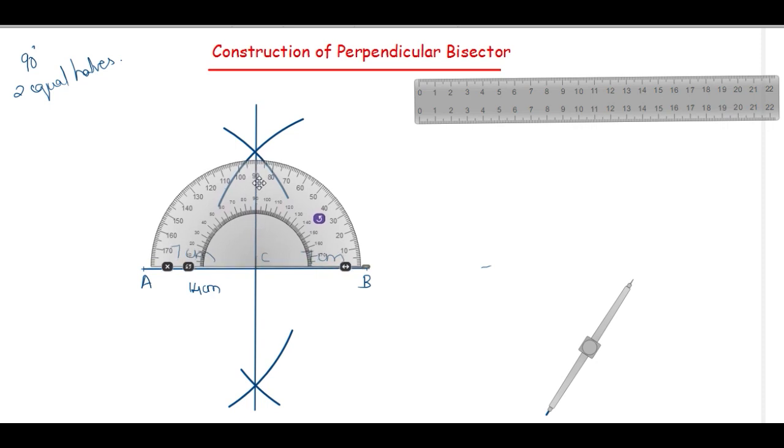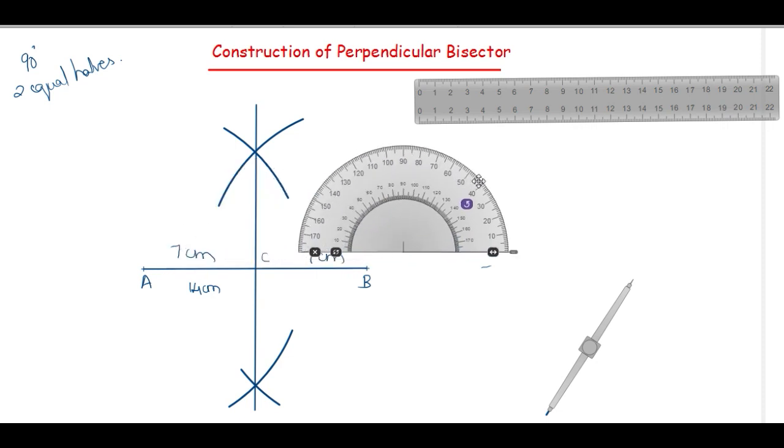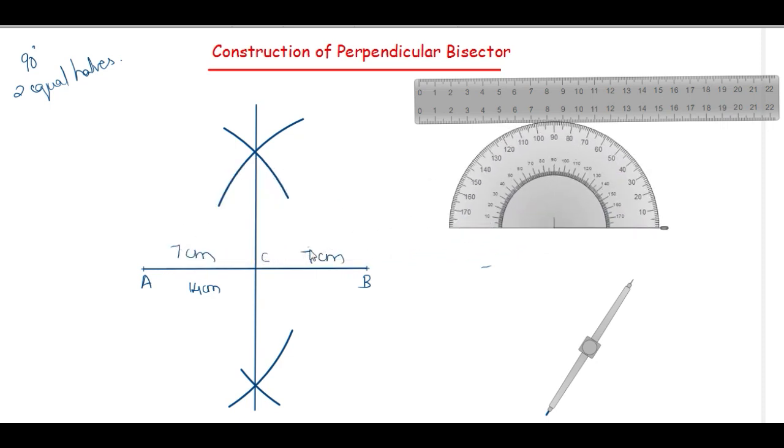Now as you can see, the angle over here is 90 degrees. It means the angle between the perpendicular bisector and the line will be 90 degrees, and the perpendicular bisector will divide the given line into two equal halves.